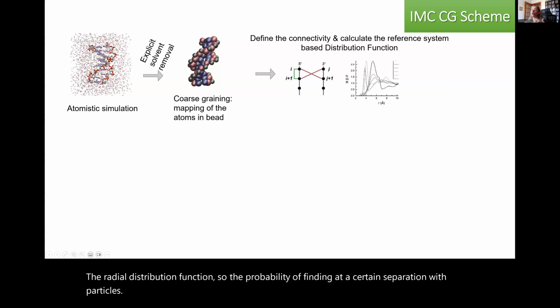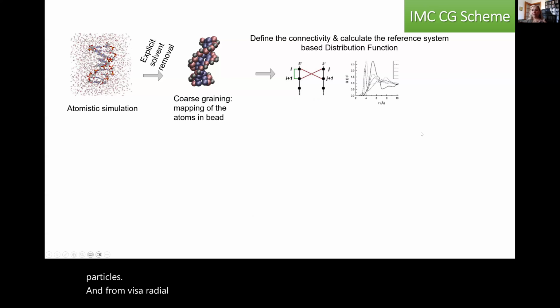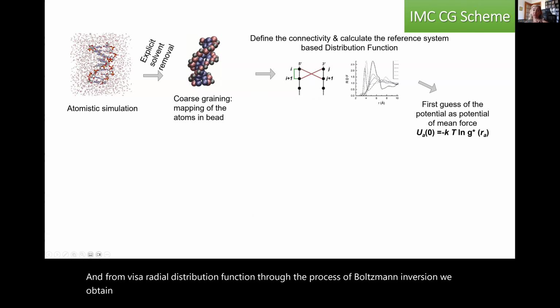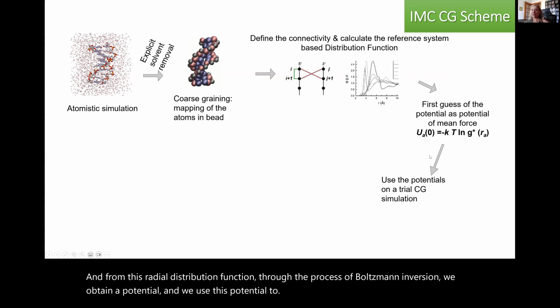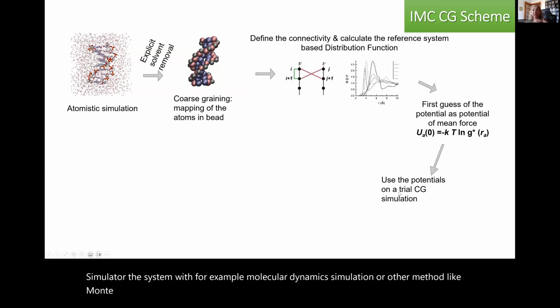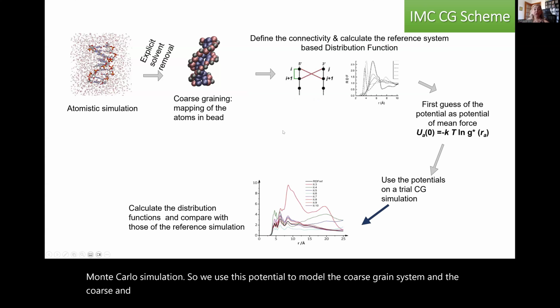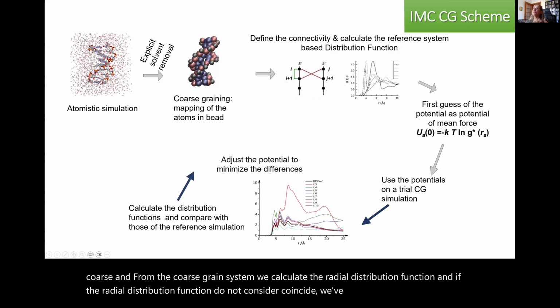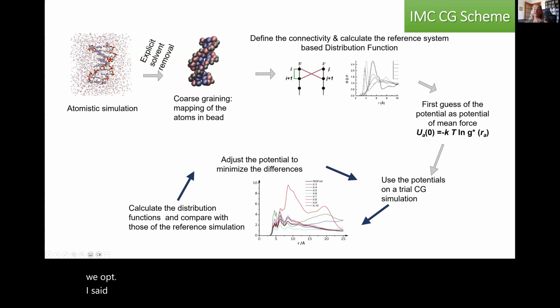radial distribution function, so the probability of finding these particles at a certain separation. And from this radial distribution function, through the process of Boltzmann inversion, we obtain a potential. We use this potential to simulate the system with, for example, molecular dynamics simulation or other methods like Monte Carlo simulation. So we use this potential to model the coarse-grained system, and from the coarse-grained system we calculate the radial distribution function. And if the radial distribution function does not coincide with the one obtained atomistically, we optimize the potential until the coarse-grained and the atomistic descriptions of the system coincide.